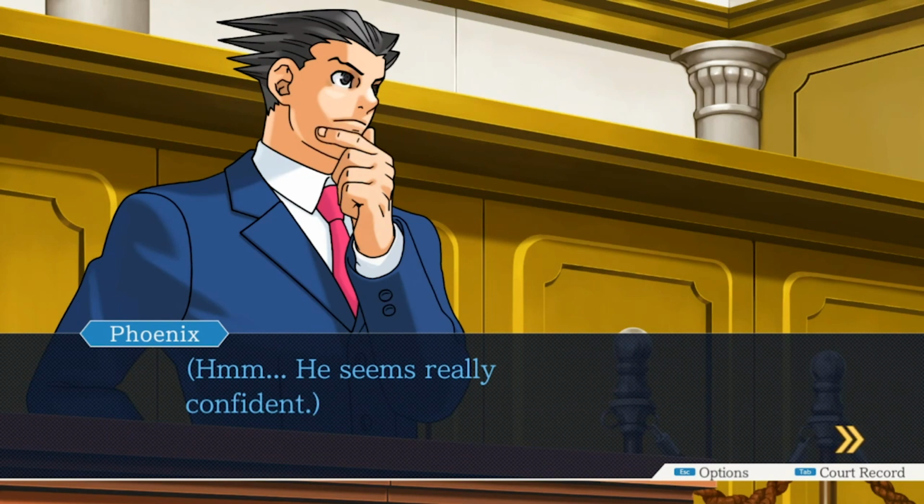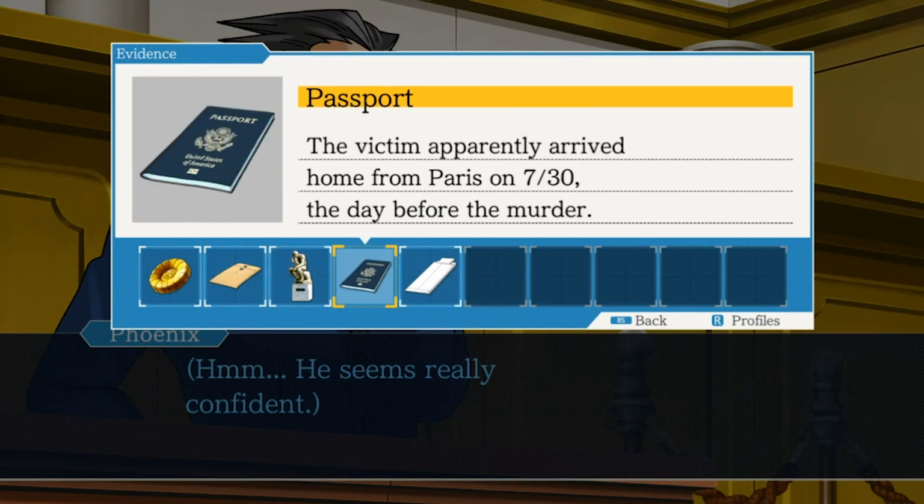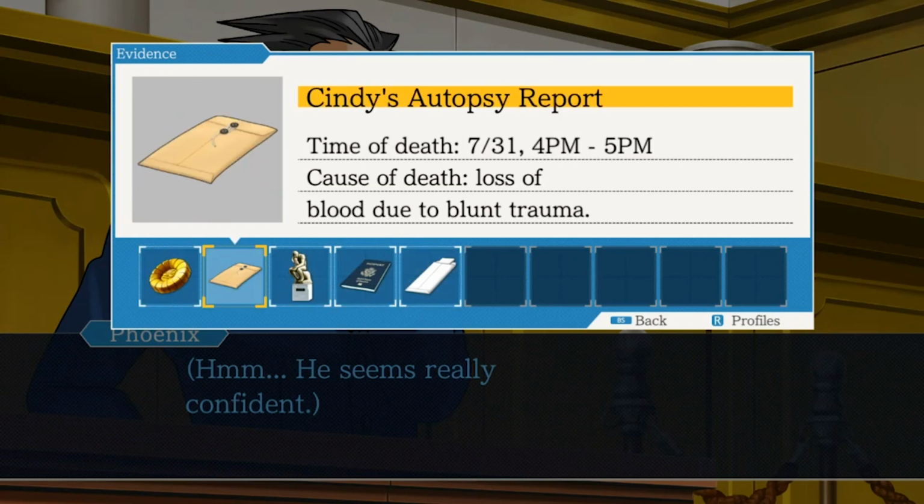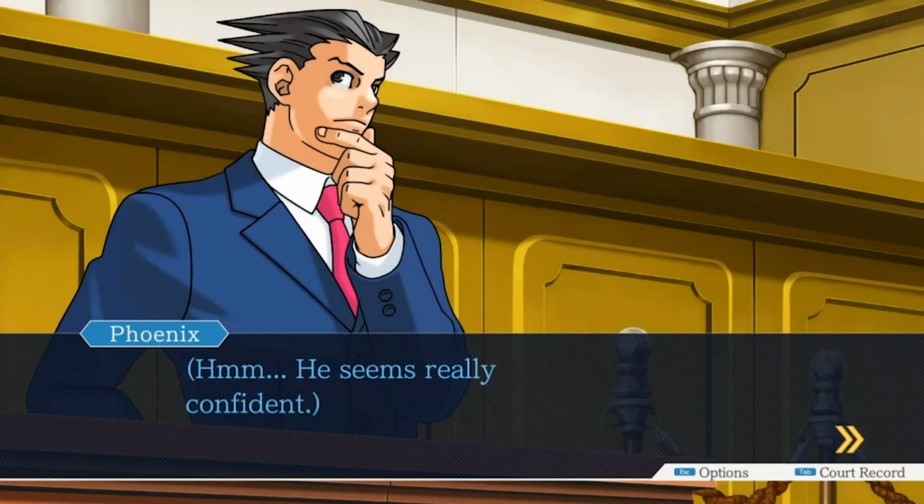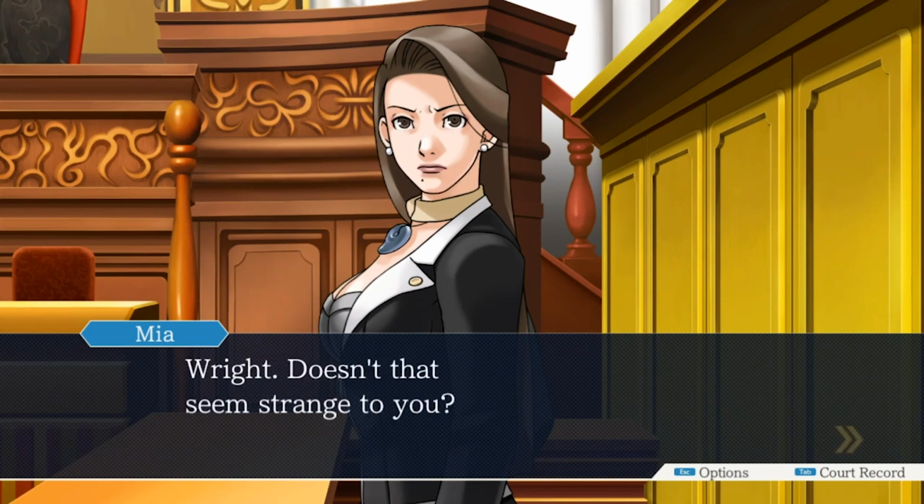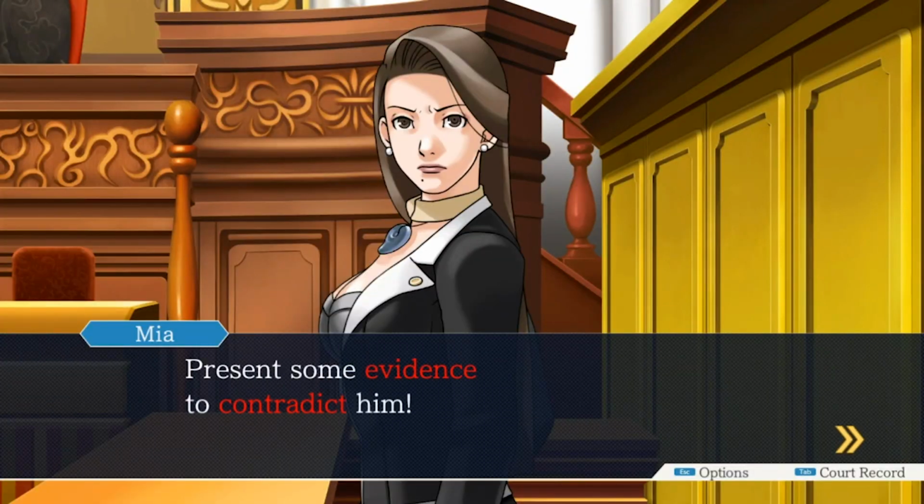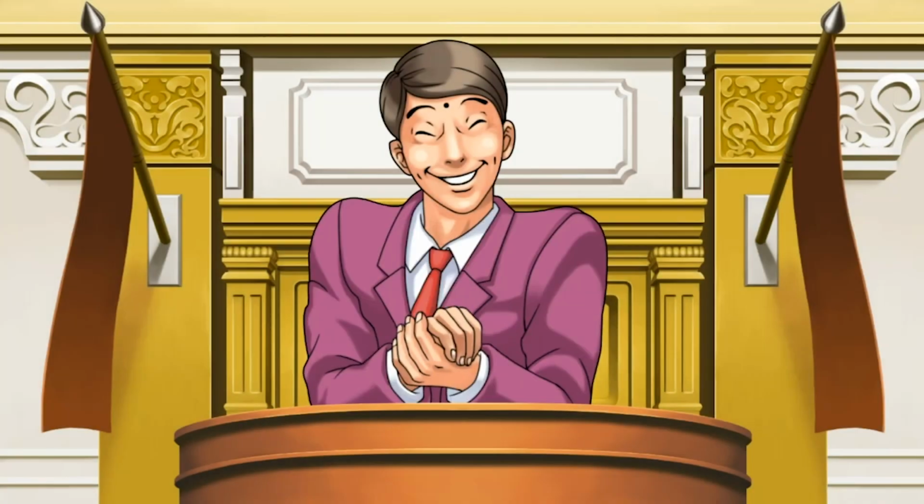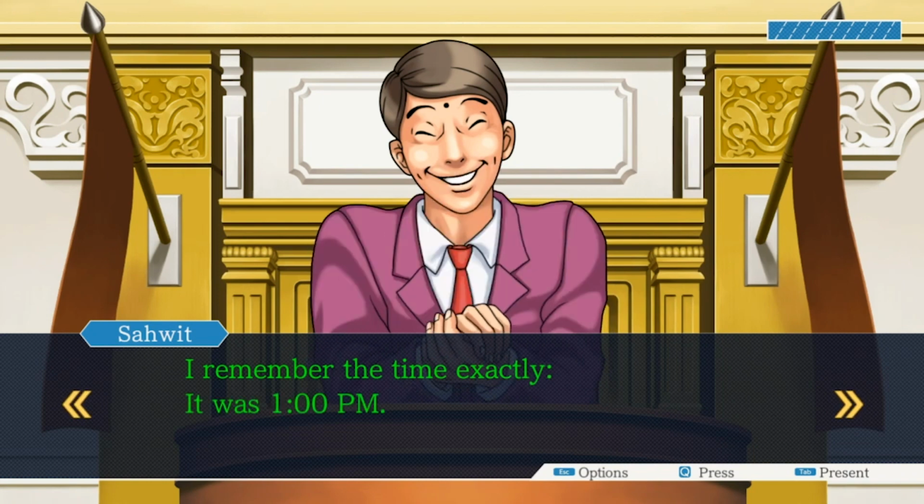He seems really confident. Didn't she die at like... Where's her autopsy? See, she died between 4 and 5. Good lawyer. I remember this exactly. So, in that case, you'll want to return to that statement, and then show 1 p.m. Doesn't that seem strange to you? Present some evidence to contradict him. So yeah, you go ahead and present.